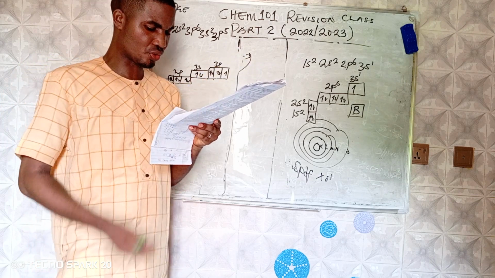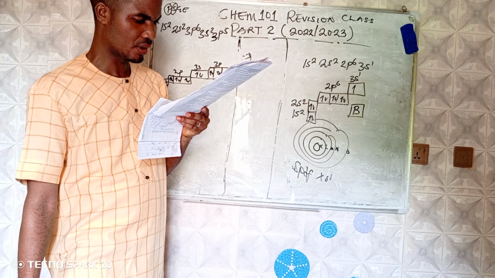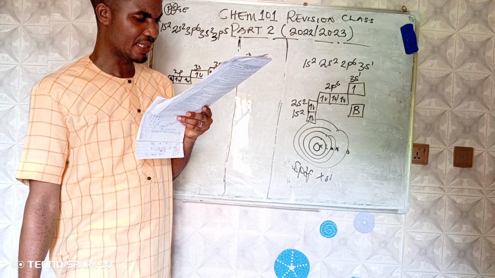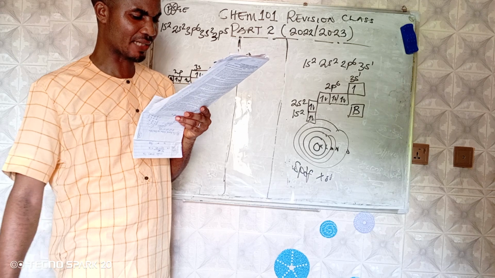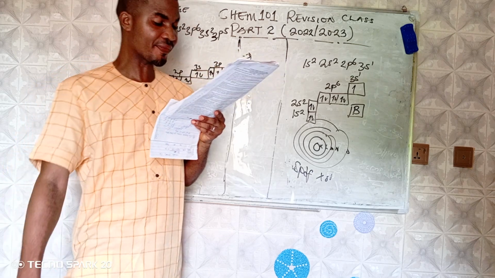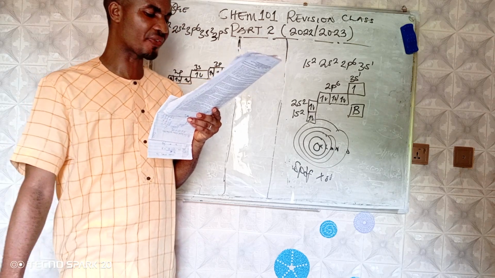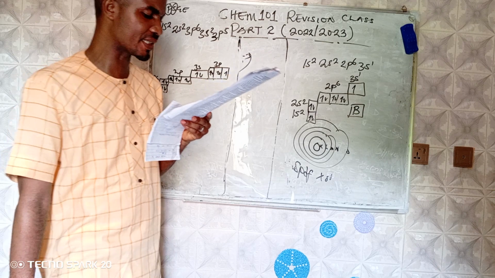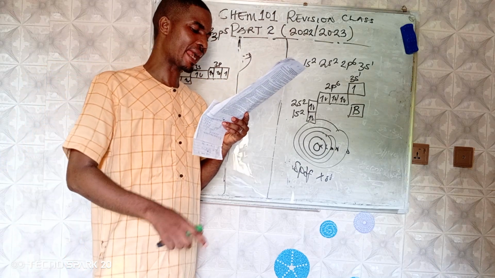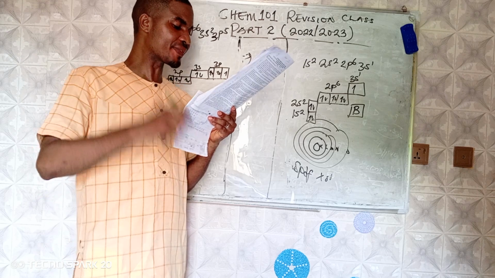Then 51. The time it takes a given quantity of radioactive material to decay by half is called half-life. 51 is A, half-life.